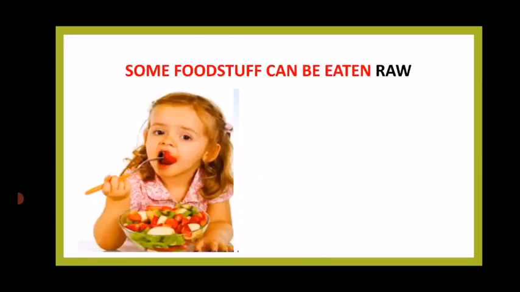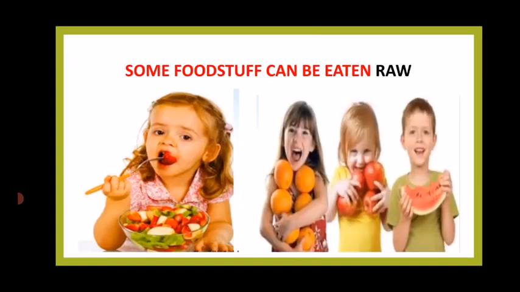Now let's come to some of the foodstuffs which can be eaten raw. Now we looked at many foodstuffs which have to be fried or boiled or steamed or roasted or grilled before eating. Now some foodstuffs can be eaten raw also. Raw means kacha. Like I told you in the beginning, tomatoes kacha. Someone gives you a plate full of tomatoes, you can eat it kacha. You can eat it raw without cooking it. Okay. So some foodstuffs can be eaten raw. Look here, apples and watermelon and oranges can be eaten raw.